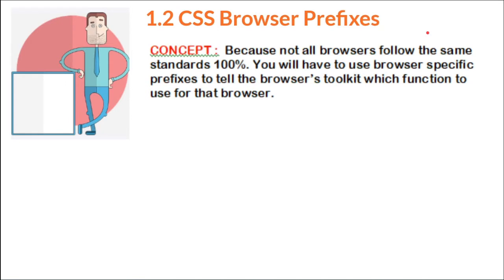Because not all browsers follow the same standards 100%, you will have to use browser-specific prefixes to tell the browser's toolkit which function to use for that browser. This is because the different companies like Apple and Microsoft and Google have different developers and different internal standards for the CSS interpretation and how it's presented on the web page.